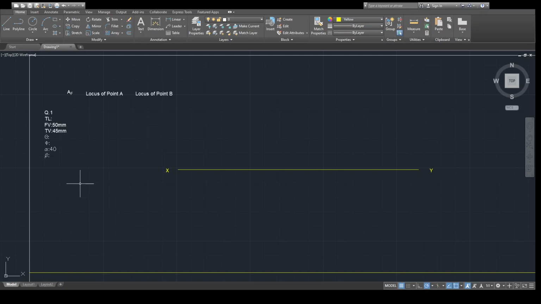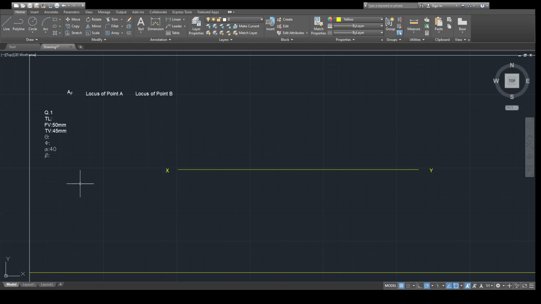Okay. The next important point is that AF and AH lie over the same projector, and BF and BH lie over the same projector. That means if you know BF and you have the locus of point B in case of top view, you can easily locate BH. If you have BH and, let us assume, you have the locus of point B in case of front view, you can easily locate BF. So by using these concepts, we are going to solve this problem.